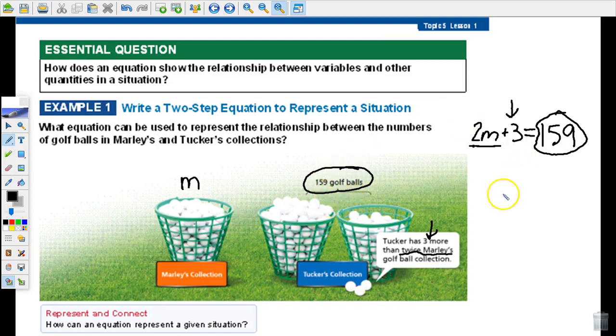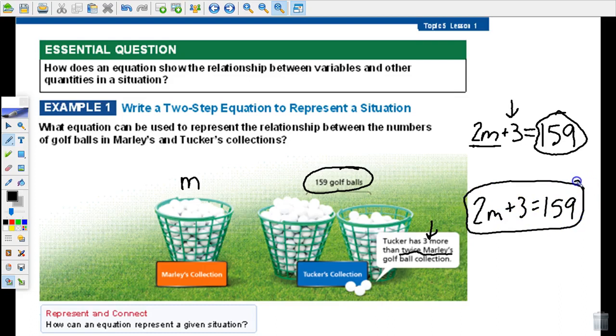So all we had to do was write out the equation. 2M plus 3 equals 159, and that is it. That is my answer. There's no solving it. We have to wait for lesson 2 for that. All we have to do is some reading comprehension. We read something, we figure out how to write an equation from the problem. That's this whole lesson.